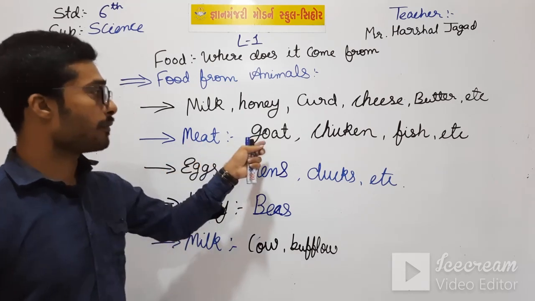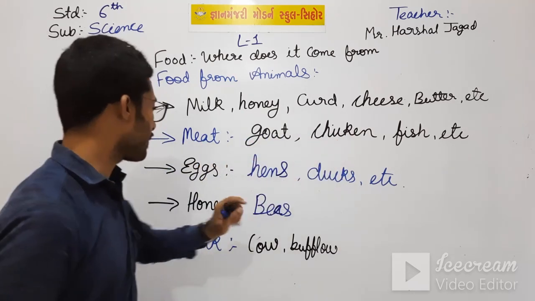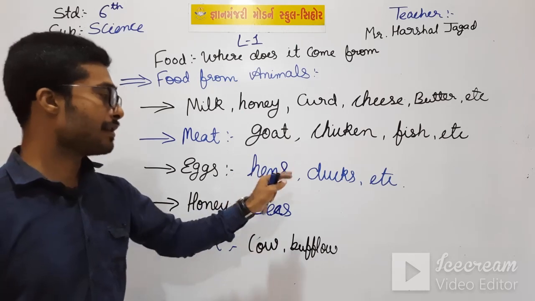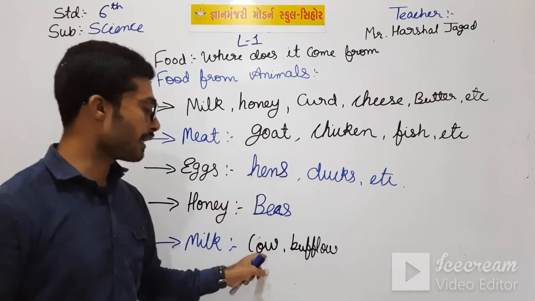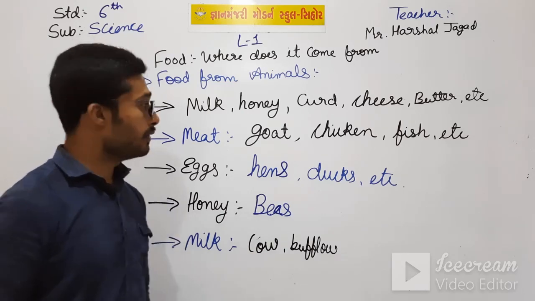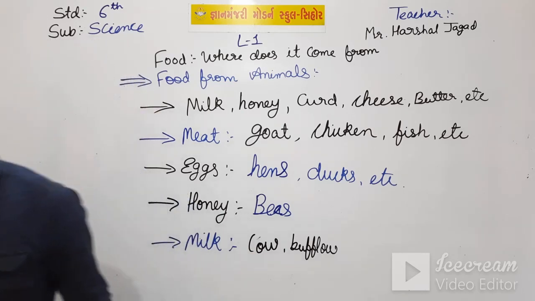Meat also we get from the animals like goat, chicken, fish, etc. Eggs we get from hens, ducks, etc. Honey we get from the bees. Milk we get from the cows and buffaloes. So now we will see some textual points of it. Okay.